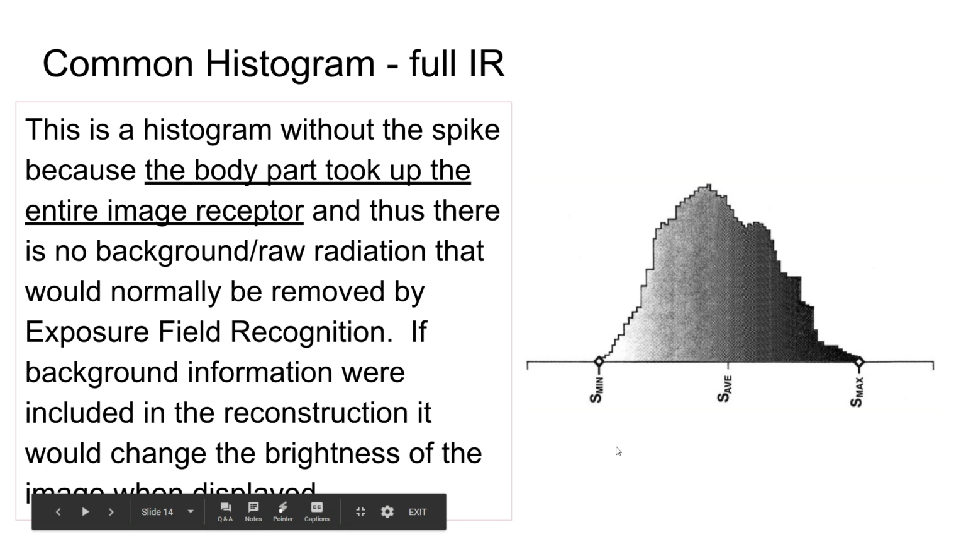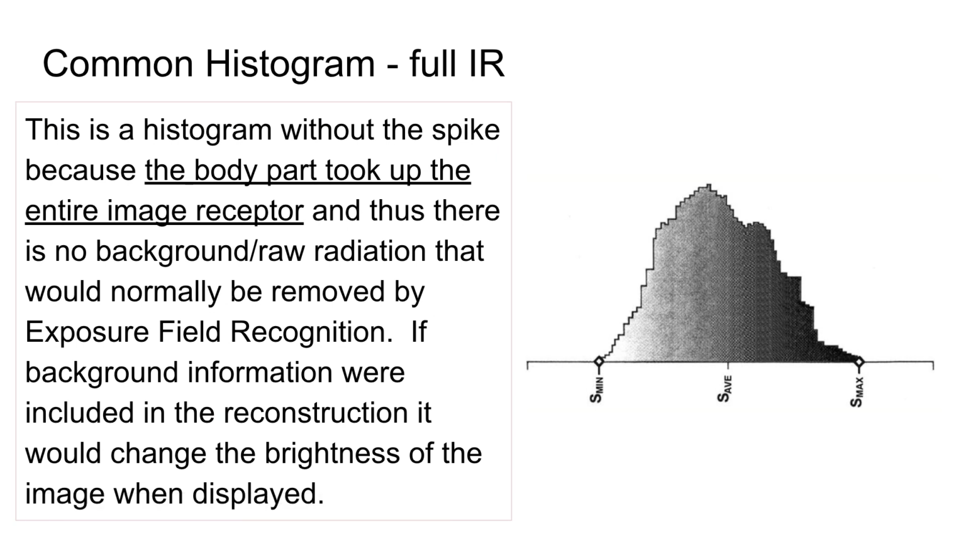Here's an example, no spikes. That's nice. This is what we try to turn type 1 into. So this is actually type 2. A type 2 histogram doesn't have any spikes. It means that the part was pretty much filling up the entire image receptor.